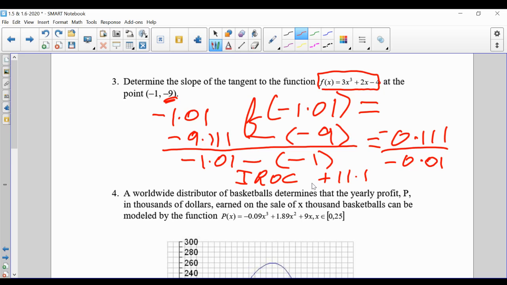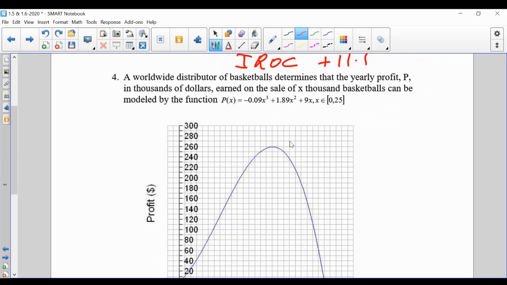Here's your IROC calculation. It's a matter of finding something that's close to the x value that you have, plugging that in, and then doing the same slope calculation. Okay, so let's take this now over to another application in the real world. This person who is making basketballs, and again, because we're now applying it to a real world situation, we need to think about units, but we'll get to that. This person making basketballs determines that the profit in thousands of dollars earned on the sale of thousands of basketballs can be modeled by the function.